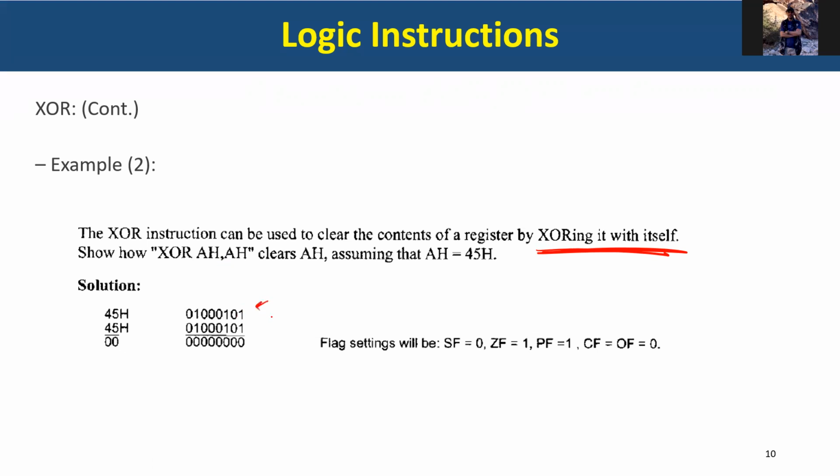45 in binary is like this. 1 XOR 1 is 0 because they are similar. 0 XOR 0 is 0 because they are similar, and so on. So the output here is 0. So the zero flag, of course, will be 1. The carry flag, without looking at the output, automatically will be 0. The sign flag will be 0. And the parity flag will be 1 because here we have 0 number of ones, and 0 is considered an even number. So the parity is 1.